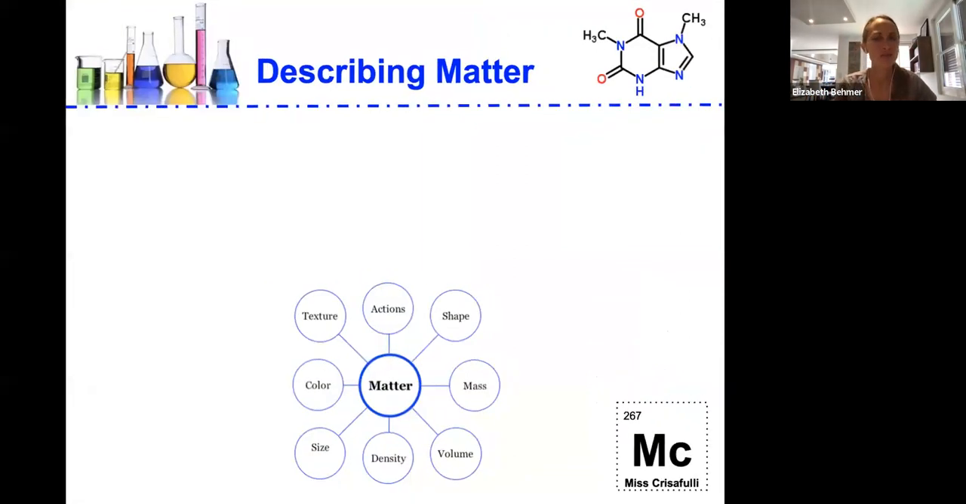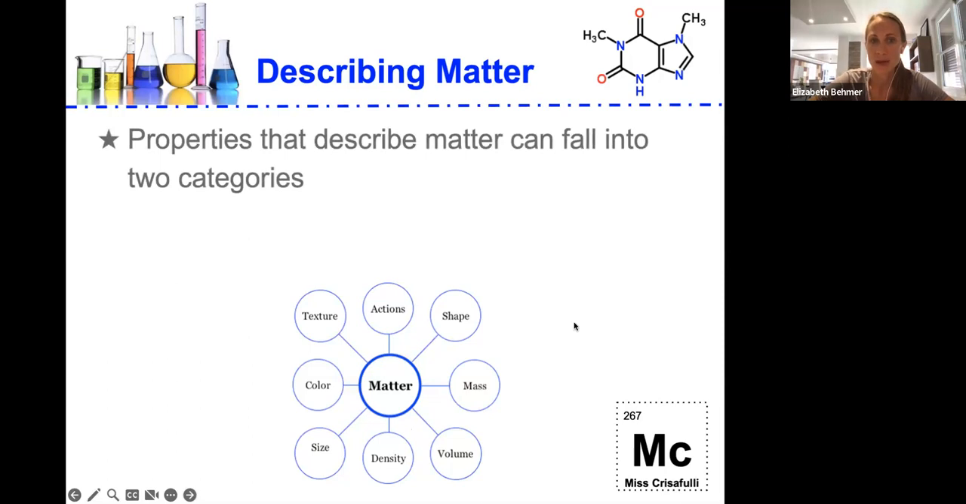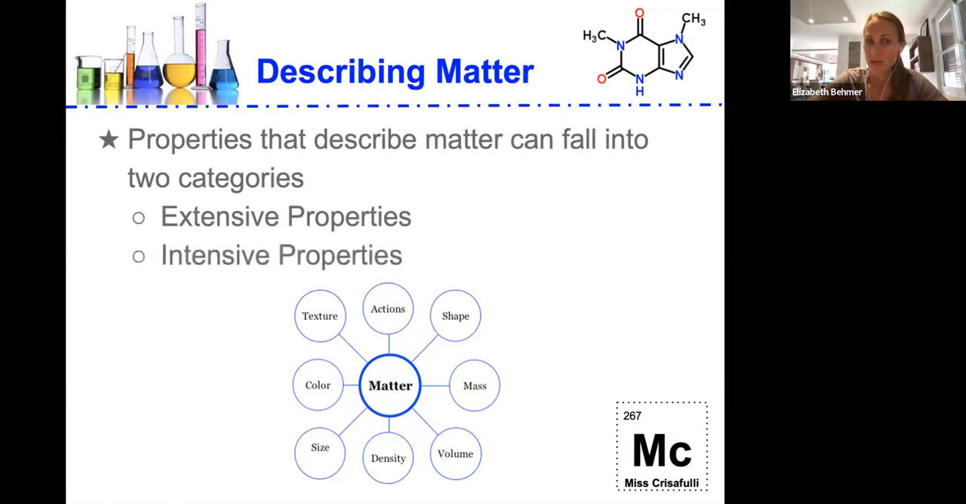When we describe matter, a lot of things can go into how we describe it. And again, matter is anything that has mass and takes up space. So we can describe matter by the texture, what it does, the actions, the shape, the mass, the amount, the volume of space it takes up, the density, the size, and the color. So lots of different ways to describe matter. And properties that describe matter can fall into two categories: extensive properties or intensive properties.